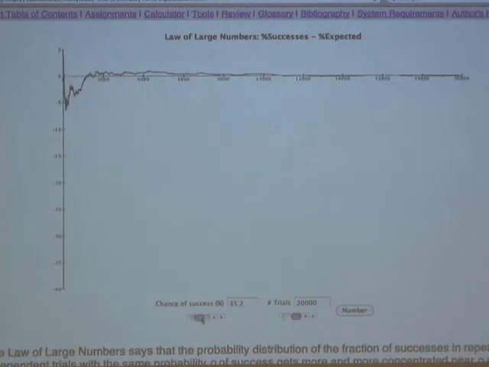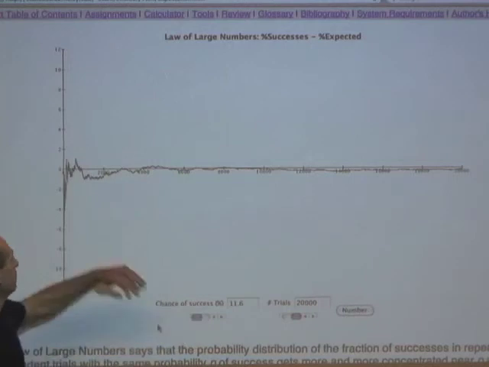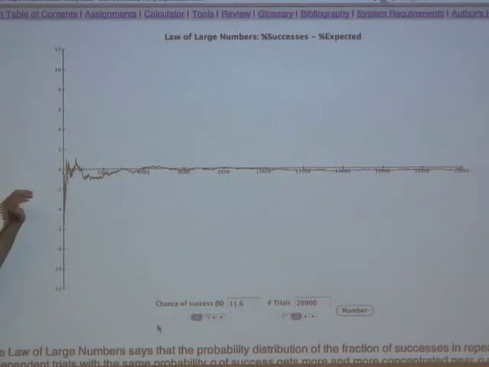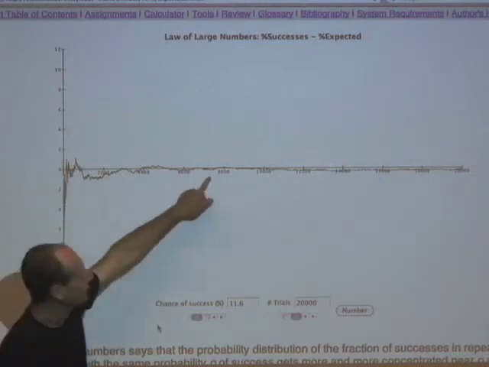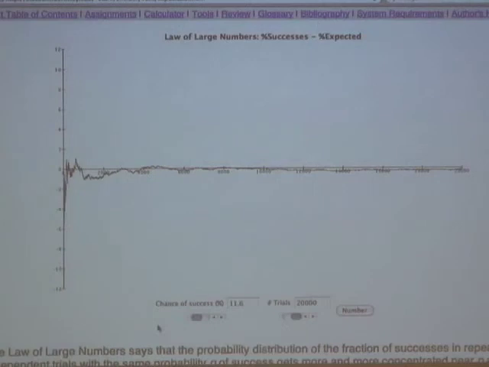Okay, so now here's the story for a coin that has an 11.6% chance of heads, and we're taking the difference between the observed percentage of heads and 11.6%, the theoretical probability of heads. And again, it wanders around a while, but eventually this settles down and gets very close to 0. So this is the difference between the percentage of heads and the probability of heads for this biased coin that has an 11.6% chance of heads.